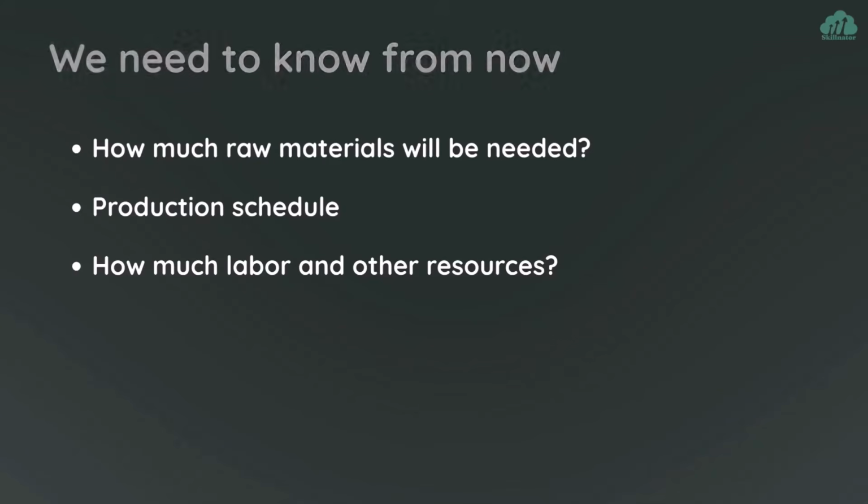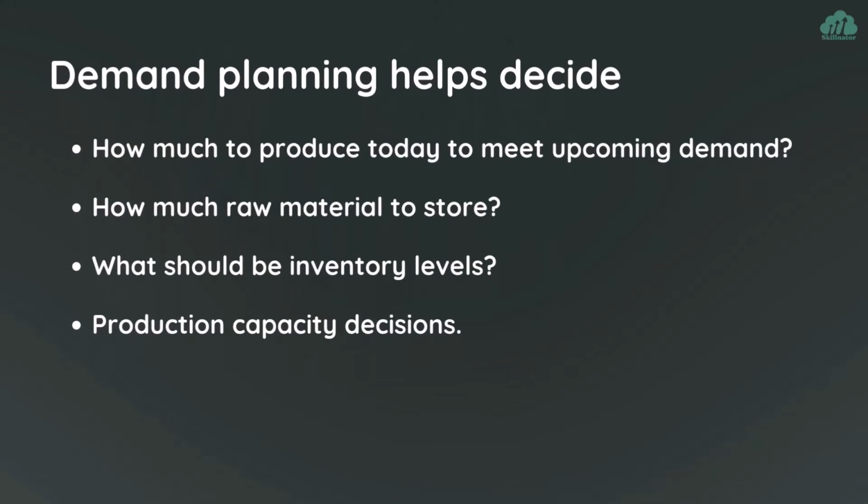The demand planning function produces a forecast for the future demand of products and services, and based on this forecast, businesses can take some very important decisions today, such as how much to produce, how much to buy, how much inventory to hold, and how much capacity is needed across the supply chain.